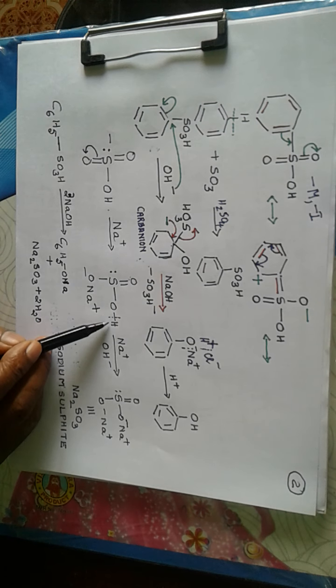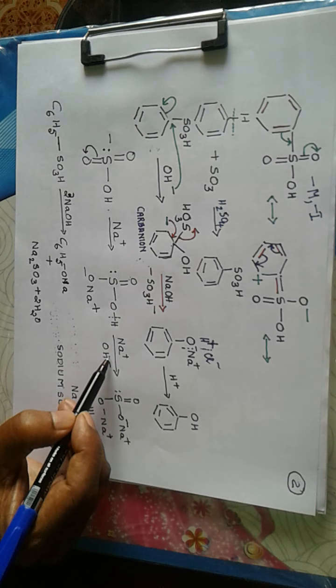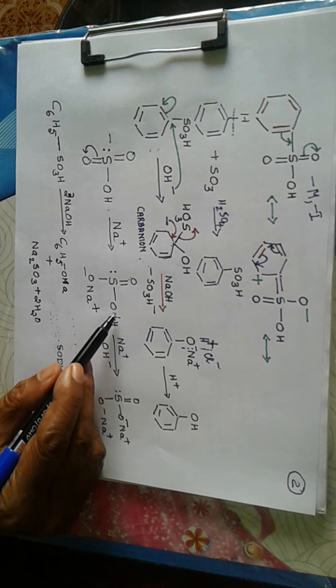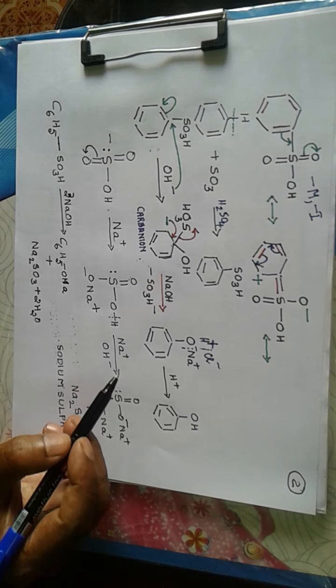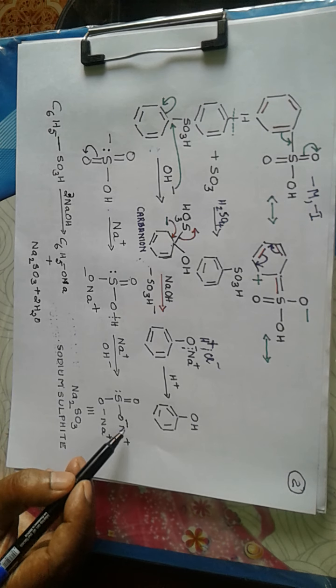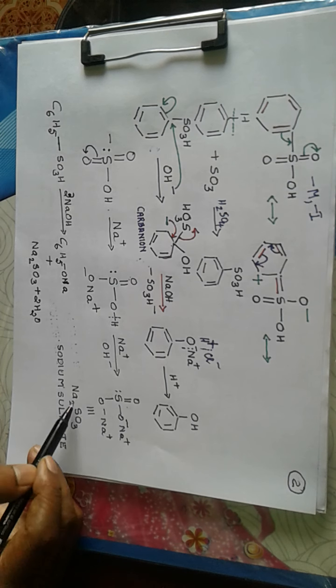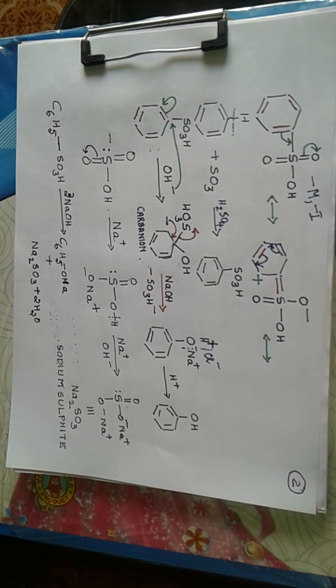Now this is an acidic OH, so with the NaOH this ionizes to O negative. Na positive is connected to O negative, HOH is removed, so it forms O negative, Na positive, and this compound is Na2SO3, that is sodium sulfite. So the net reaction may be written as C6H5SO3H plus 3NaOH gives C6H5ONa plus Na2SO3 plus 2H2O.